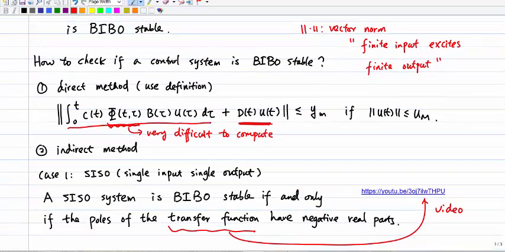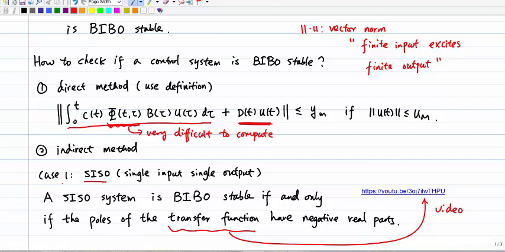Okay, so for the integral method, we start with a simple system called a single input and single output system. We'll talk about a multi input and multi output system later on, but it's easier to see some of the properties from the single input and single output system, and then we can generalize the condition to the multiple input and multiple output system.